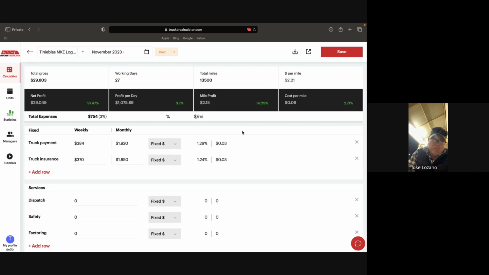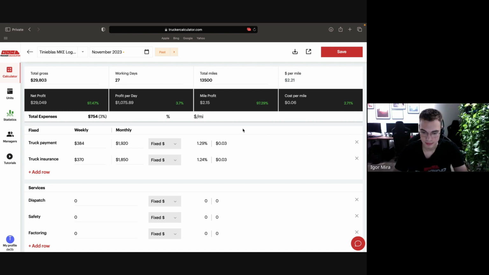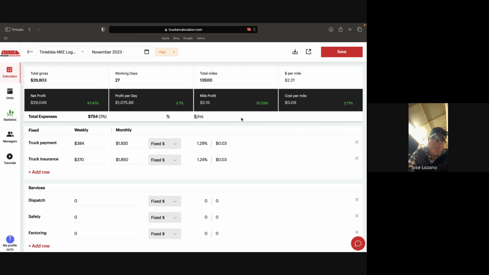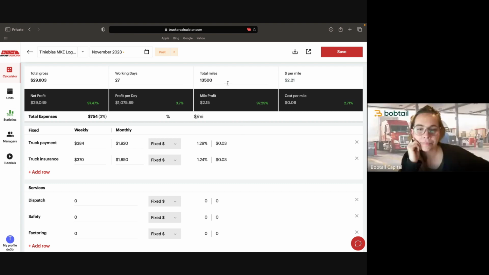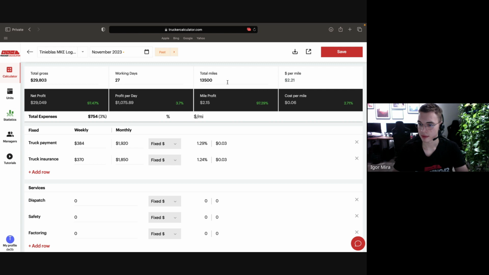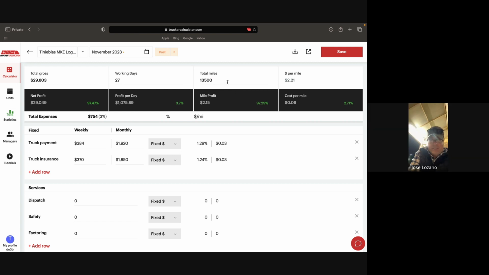All loaded and unloaded. I just couldn't break it down because I use Motive, and they give all the miles that I run on a monthly basis. Yeah, that's the ELD. So 13,500 miles. It's like going to China and coming back in 1 day.